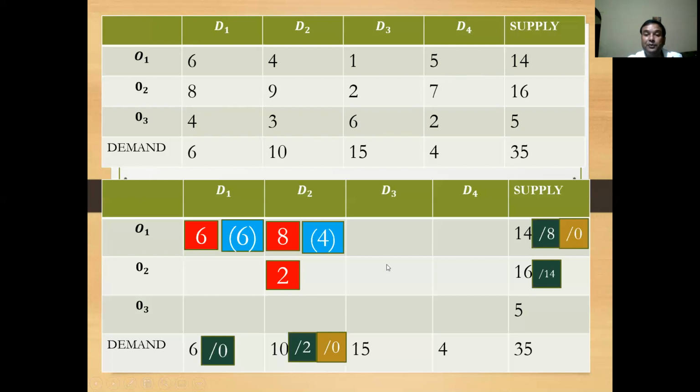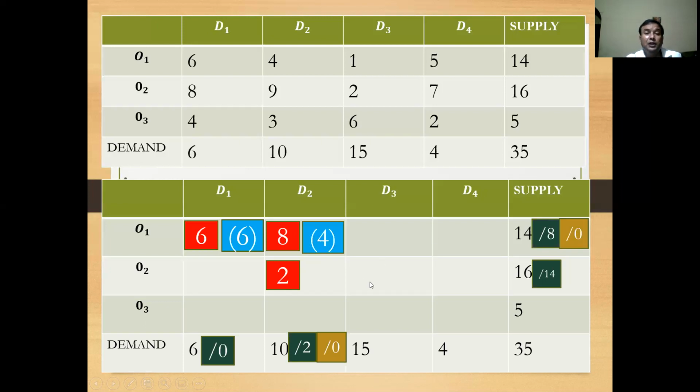After inserting all the requirements and supply in the concerned cells, we put these things as a whole at the last. So this destination 2 is also finished because its requirement has become 0. Now we can think for origin 2, origin 3 and destination 3 and destination 4.